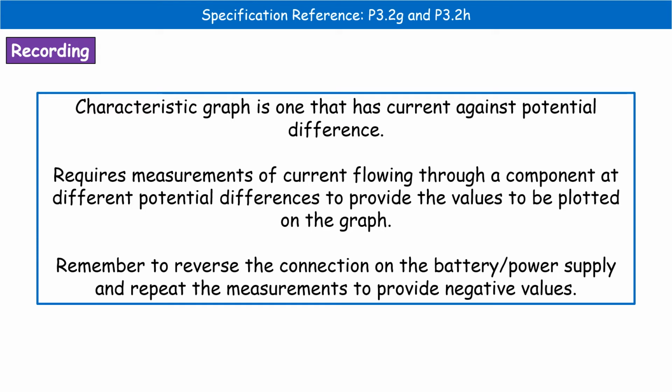One point you should remember here is if we're trying to get the data to plot one of these characteristic graphs, you need to switch your connection on the battery or your power supply so that we can get both positive and negative values, because we need to go both positive and negative to get a full set of data to plot our graph.